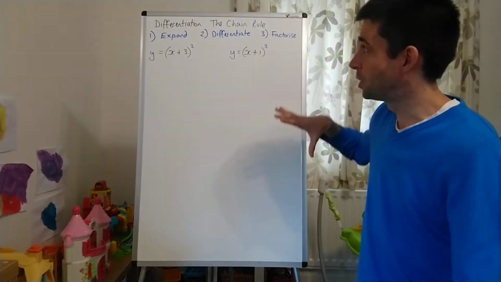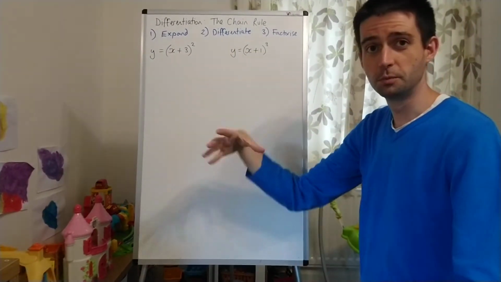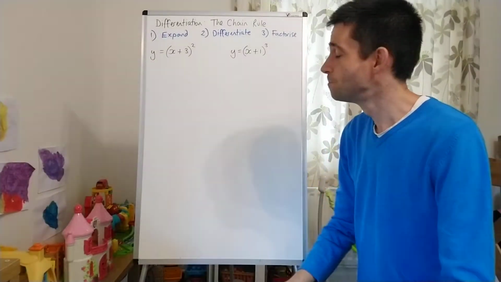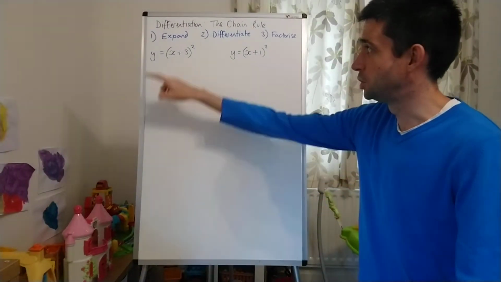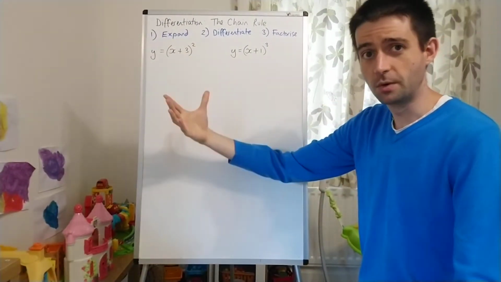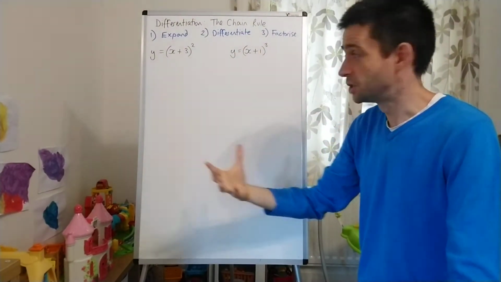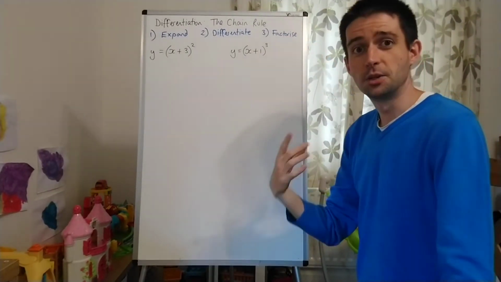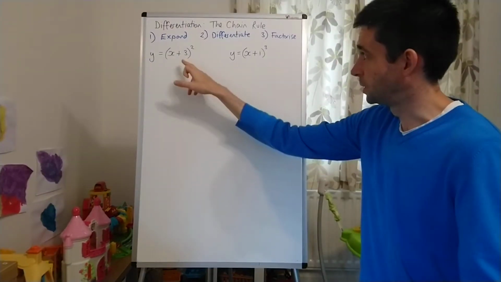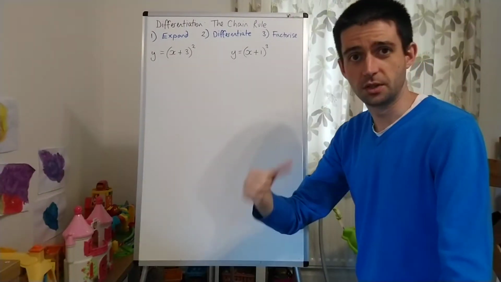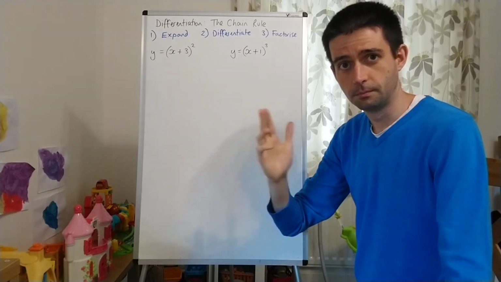So what I have is I've put two polynomials on the board, but they're in factorised bracket form, and I want you to do the following three things with each of them. I want you to expand them, then once they're expanded I want you to differentiate them, and with your differentiated result I want you to factorise it as much as you can. Right, so pause the video, do those three things with each of these two functions: expand, differentiate, factorise, and see what you get. Pause.